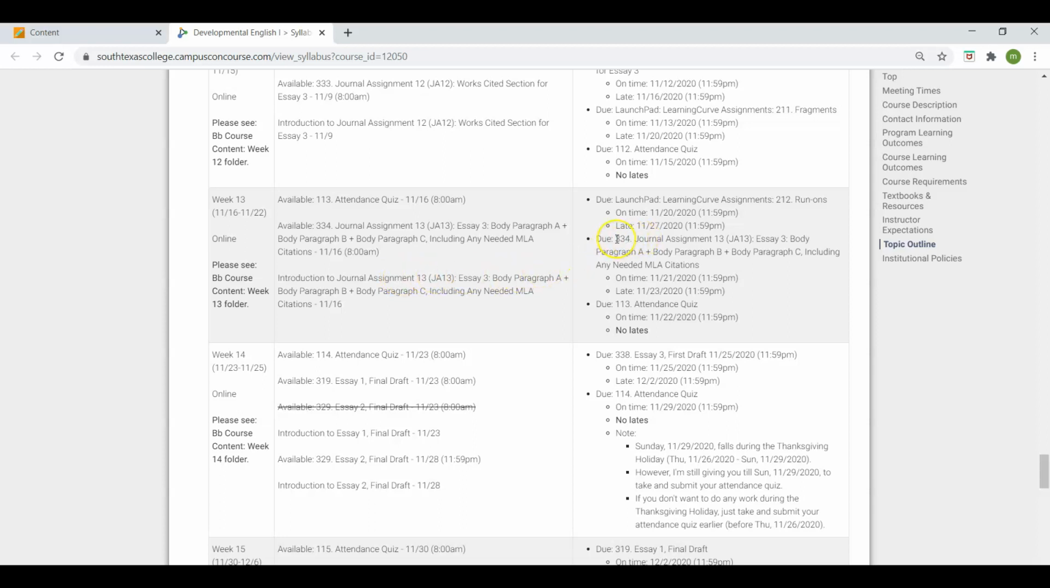The assignment is due this week by the 21st, and that I think is a Saturday. And it can be turned in late up until Monday the 23rd. And of course the time is always 11:59 p.m. for those submissions.